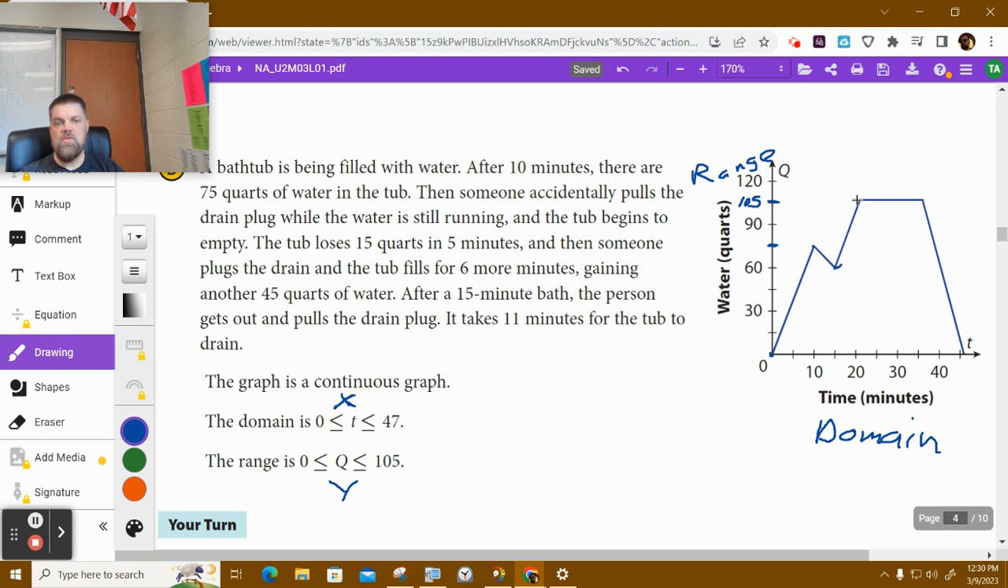Then I go, oh, wow, nice, the tub's full. I sit and take a bath. When I'm done with my bath, 15 minutes later, I get out. I drain the tub by pulling the plug. And the water slowly drains out at a constant rate until there's no water left in the tub. Does that make sense?